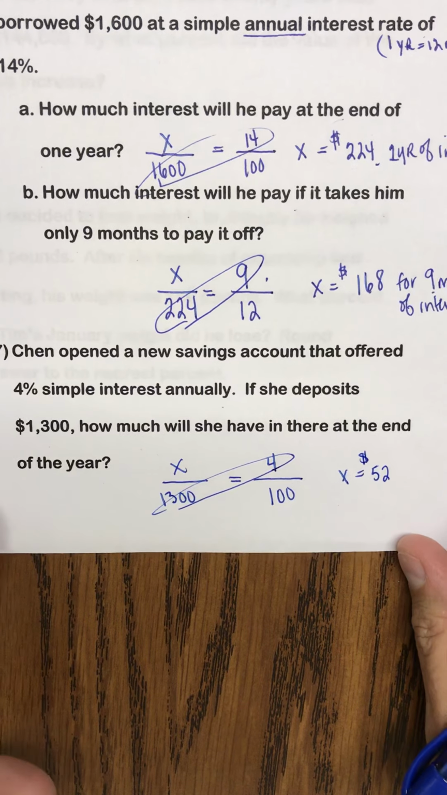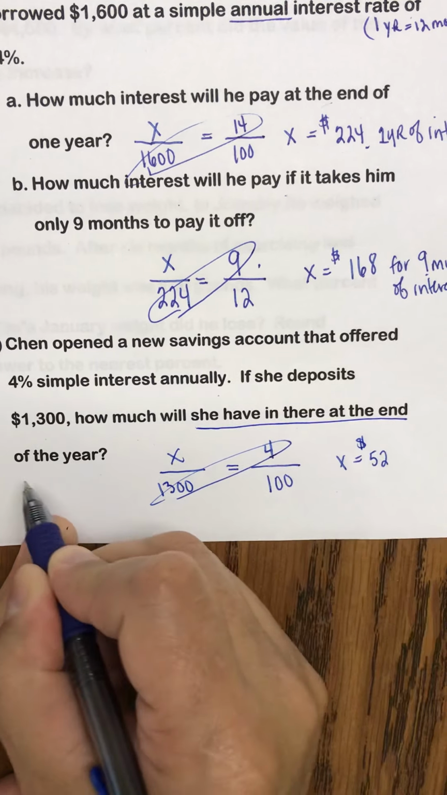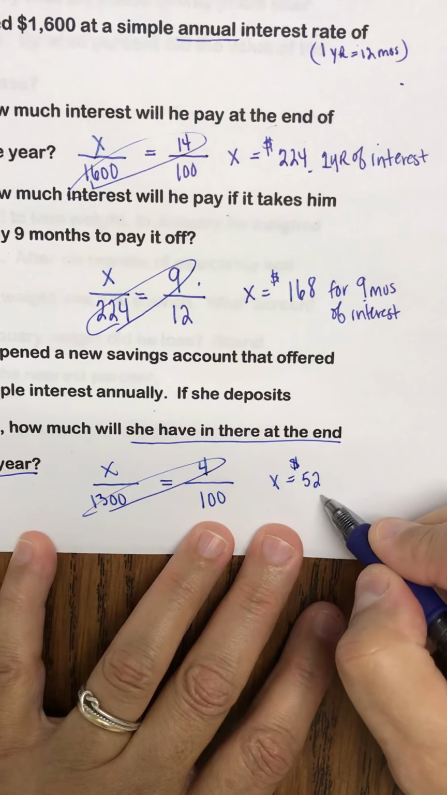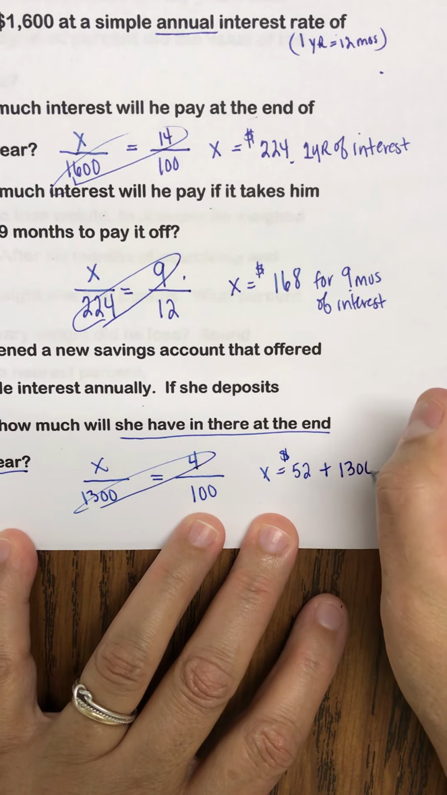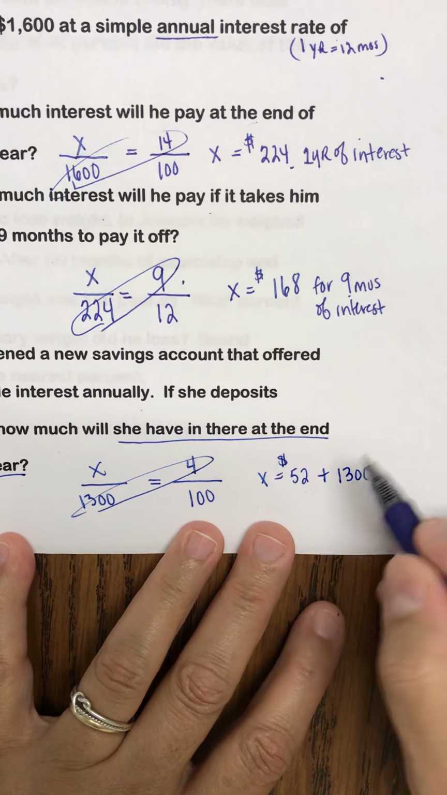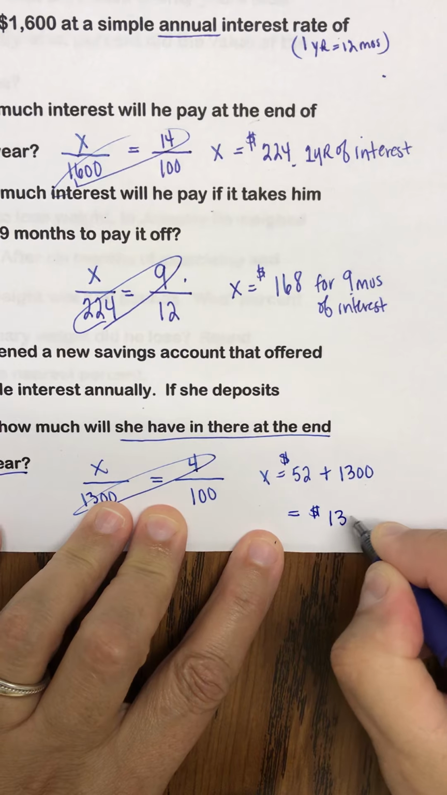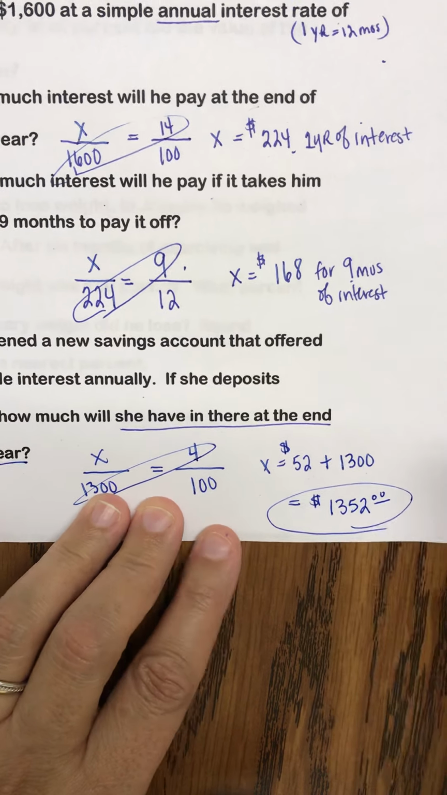Here's the tricky part. Not sure if you caught that, but how much will she have in there at the end of 1 year? Well, in her savings account, she's going to have that $52, but she's also going to still have the $1,300. So we need to add those together at the end. So she'll have a total of $1,352 in her account at the end of a year.